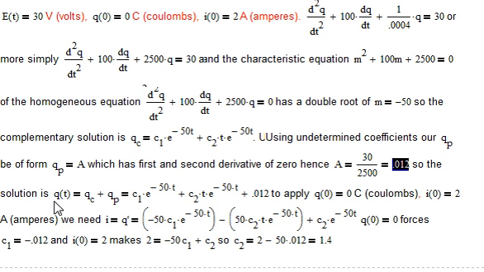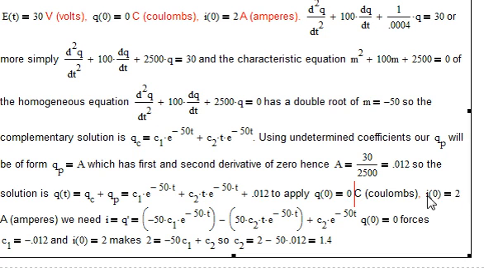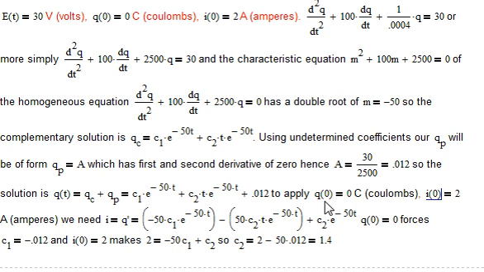And the solution is therefore Q_C plus Q_P, which is C1 e to the negative 50t plus C2 times t times e to the negative 50t plus 0.012. Now, to find the constants, apply Q of 0 equals 0 and I of 0 equals 2. This is the function itself, and this is its first derivative. You could call this Q prime of 0 equals 2.